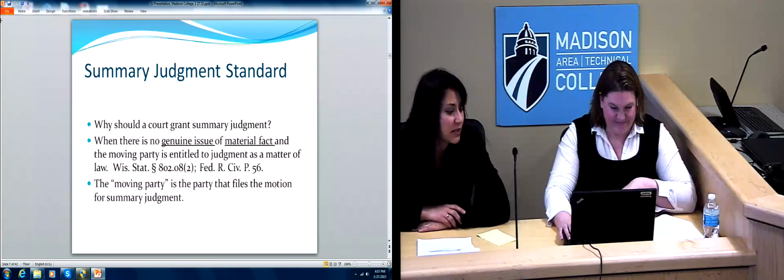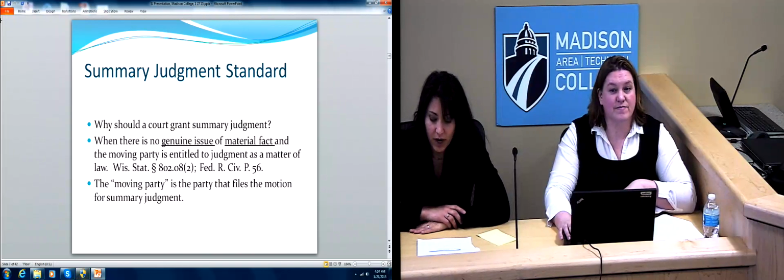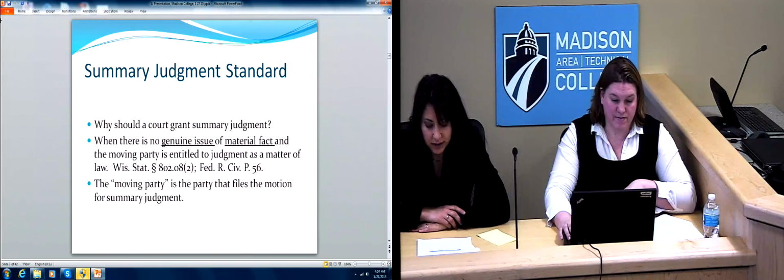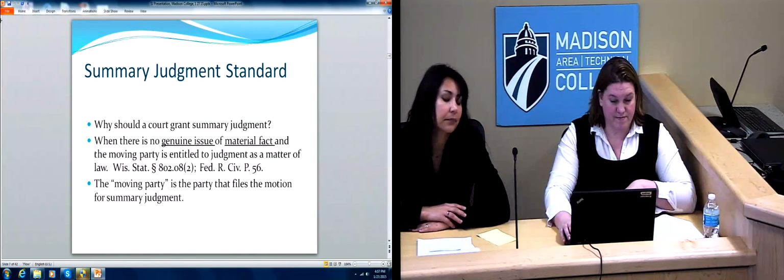The summary judgment standard. Why should a court grant summary judgment? The buzzwords are when there is no genuine issue of material fact and the moving party is entitled to judgment as a matter of law. I think that is probably one of the most loaded sentences that has ever been written about civil litigation. It seems so simple, but it's not. The moving party is the party that files the motion for summary judgment, so that's important to know.